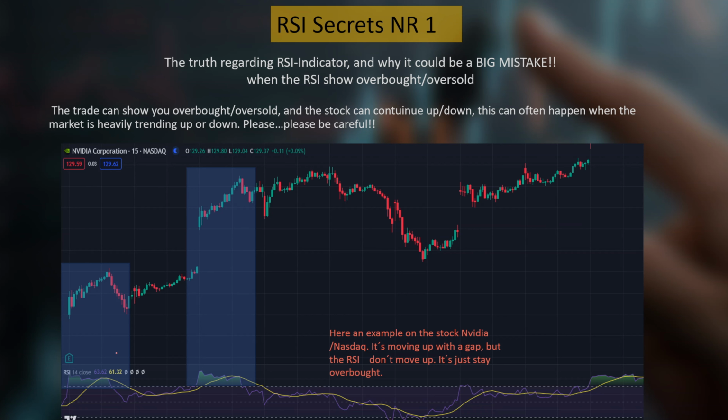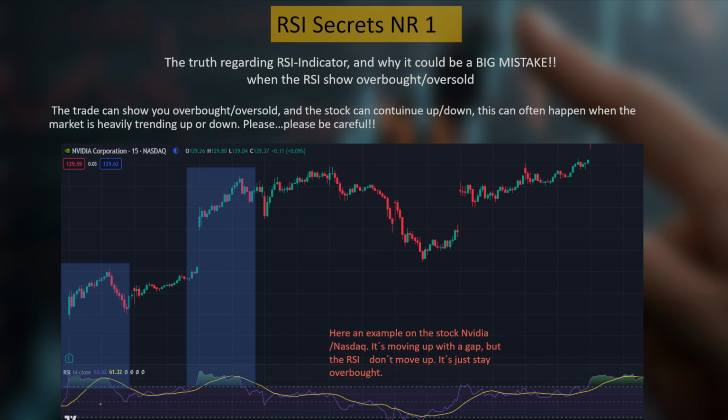RSI secret number one. When the market is trending up or down, and is heavily trending, you have to be careful, because the RSI as an oscillator can be very nasty, and you have to be prepared for that.